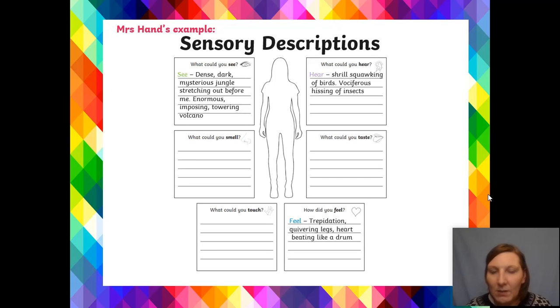What could you feel? Remember, we're thinking about inside and what you could touch. So Lila felt trepidation, which means you feel a little bit worried, a little bit anxious. Her legs were quivering and her heart was beating like a drum. She could feel the soft texture of the leaves as she pulled them away to walk through.